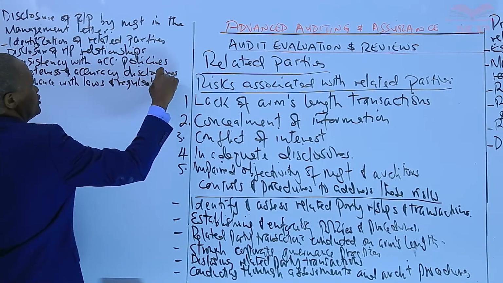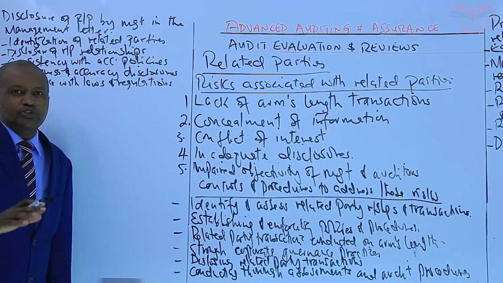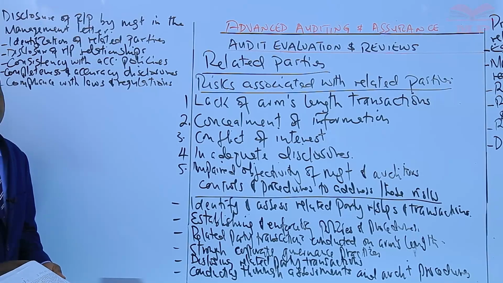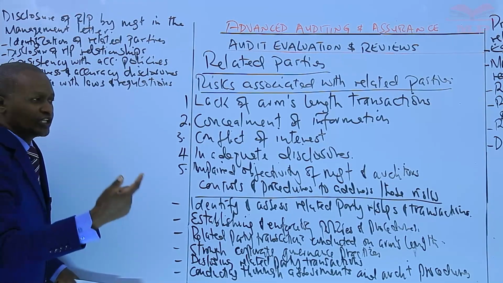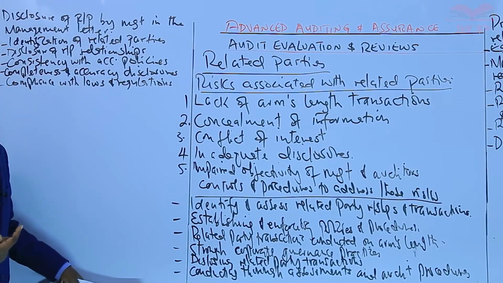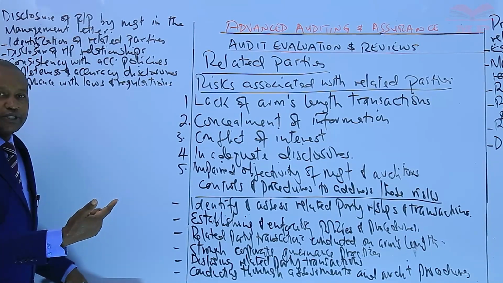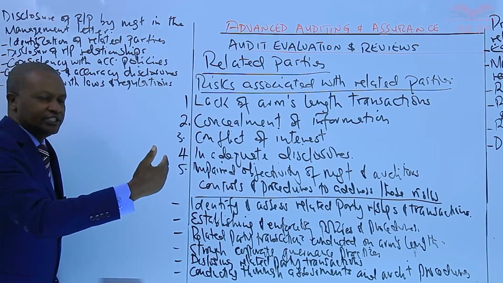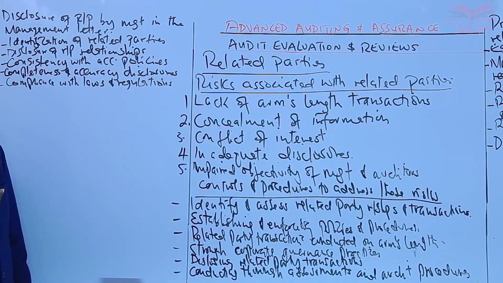Compliance with laws and regulations. The management represents that the entity's related party transactions and disclosures comply with the relevant laws, regulations, and any contractual obligations. And this includes adhering to any specific disclosure requirements related to related parties imposed by regulatory authorities or industry-specific regulations.